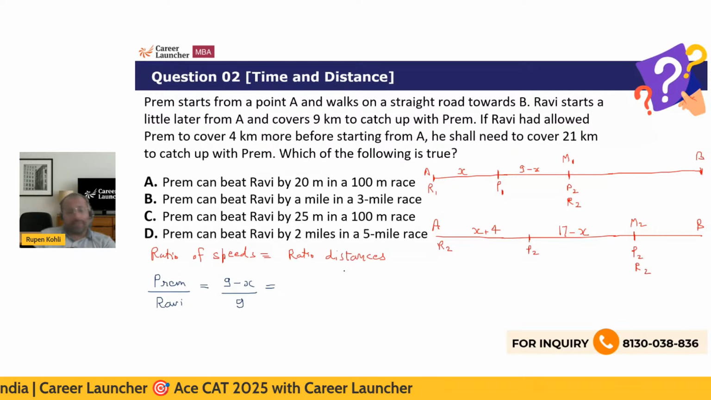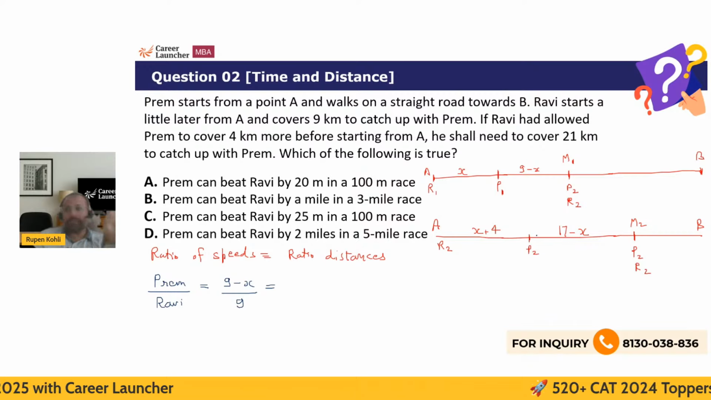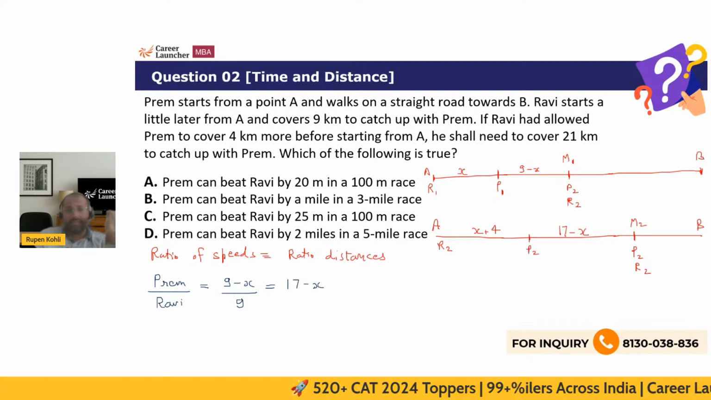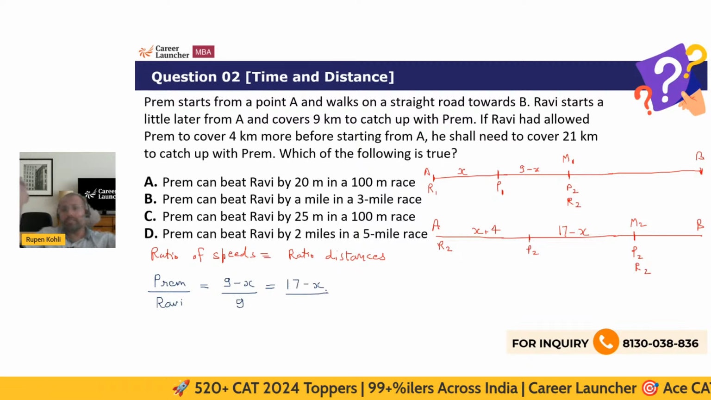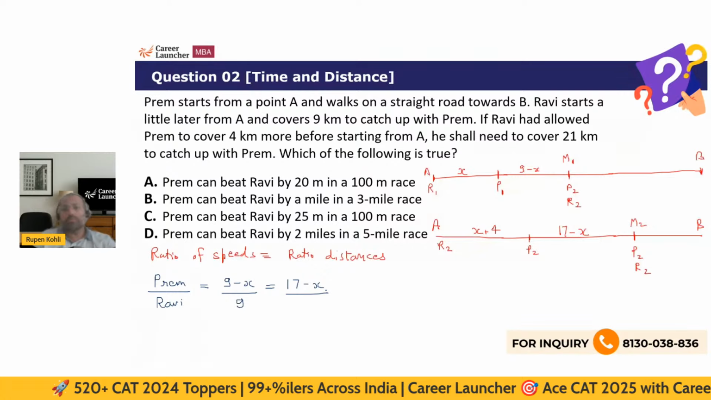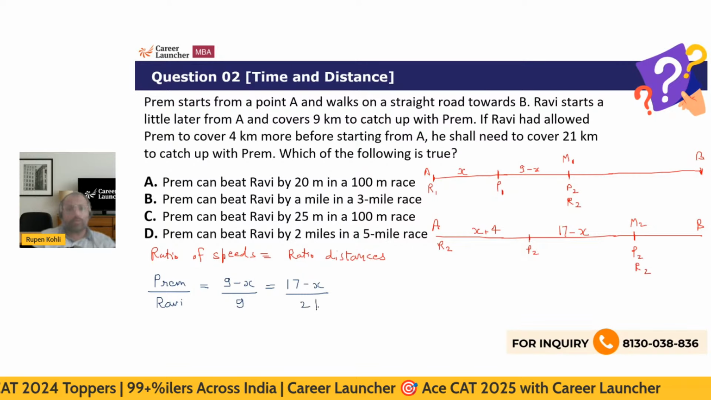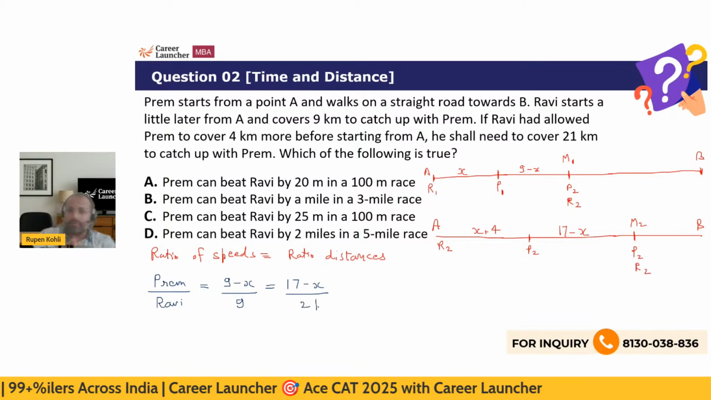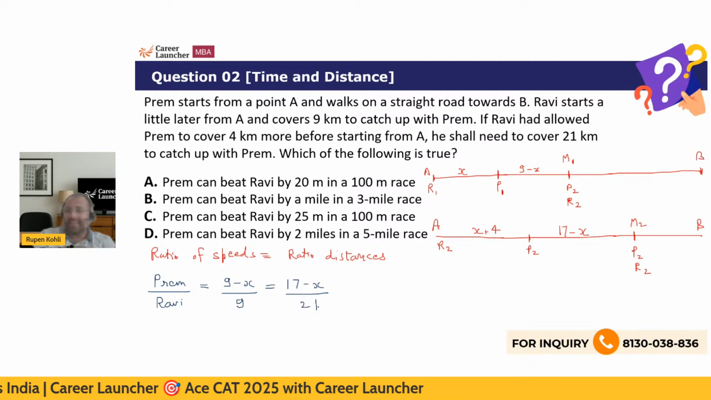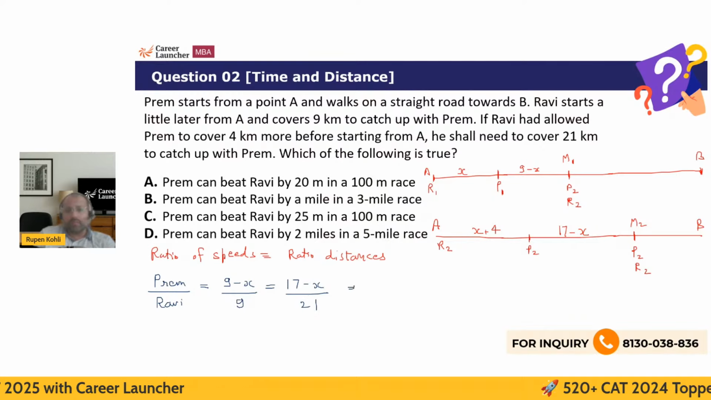And then we can define this ratio in another way, that in the second case, when Prem starts from here, he covers 17 minus x kilometers, whereas in that same time Ravi has covered the whole distance from A to M, 21 kilometers. This equation should give us the value of x and hence the ratio of speeds, right? So what do we get by solving this equation?